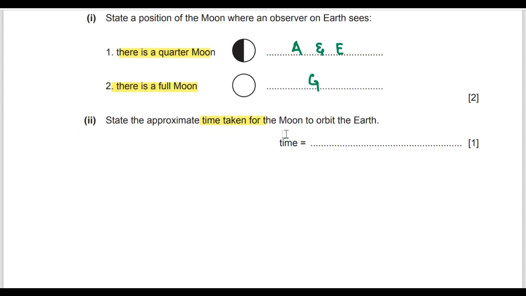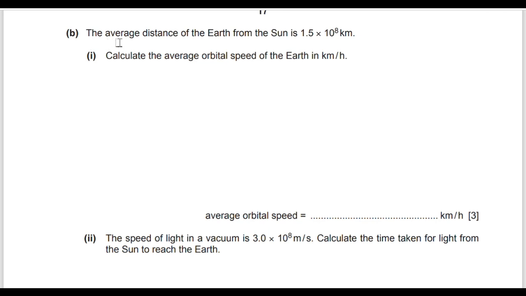Second question says state the approximate time for the moon to orbit the earth. The moon takes 28 days to complete an orbit around the earth. B part says the average distance of Earth from the Sun is 1.5 into 10 raised to power 8 kilometer. Calculate the average orbital speed of Earth in kilometer per hour.